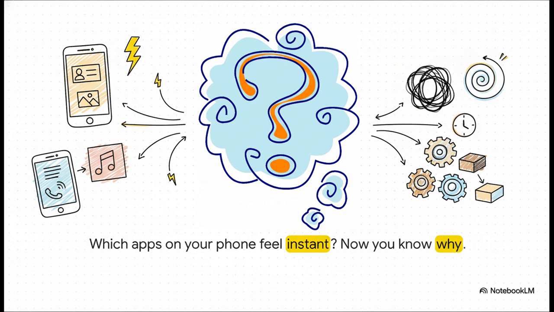Think about the apps on your phone. Which ones feel instant? When you search for a contact or a photo or a song, and it just pops up immediately. And which ones make you see that little spinning wheel? The difference between instant and hurry up very often comes down to the clever data structures working behind the scenes. It's the hidden art of organization that makes our fast-paced digital lives possible.